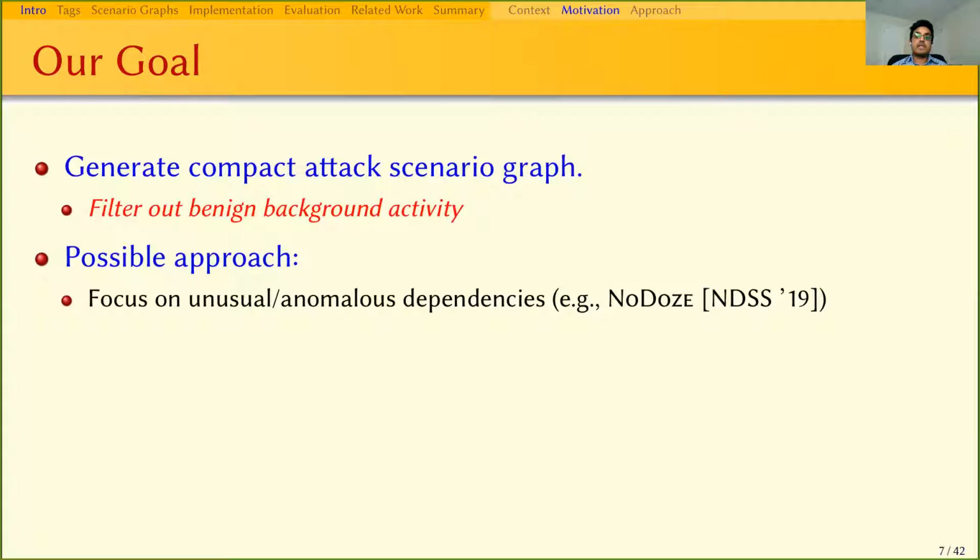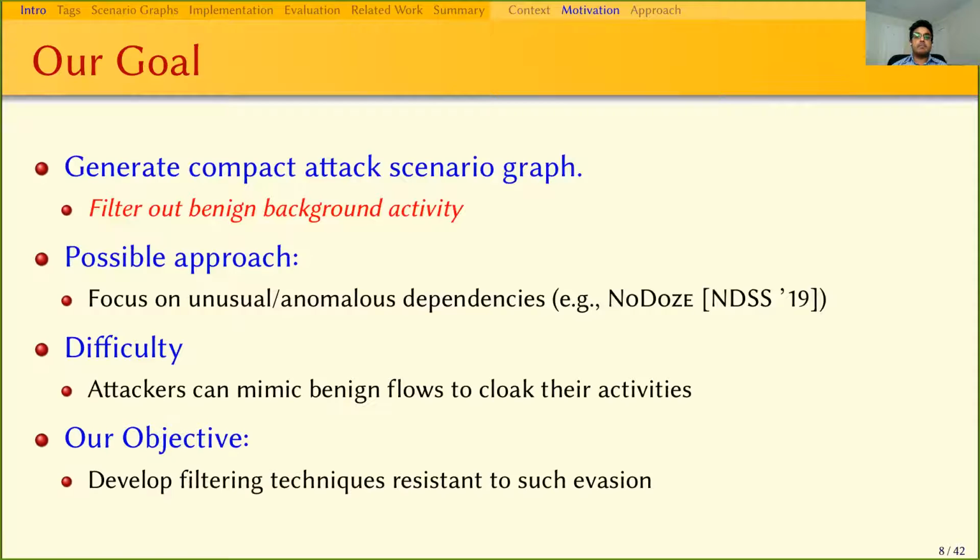This can be learned by training on benign activities of the system. But in this case, the attacker can evade the detection system by mimicking the benign behavior and still carry out the attack. One of our main objectives is to develop pruning techniques that are resistant to any sort of evasion.